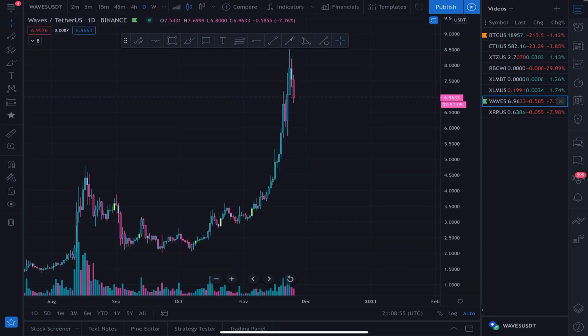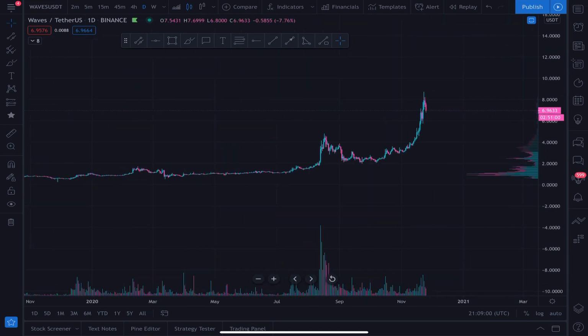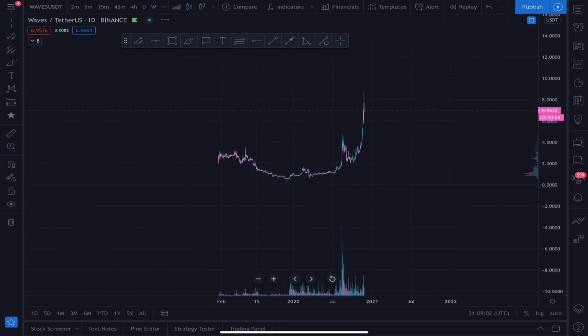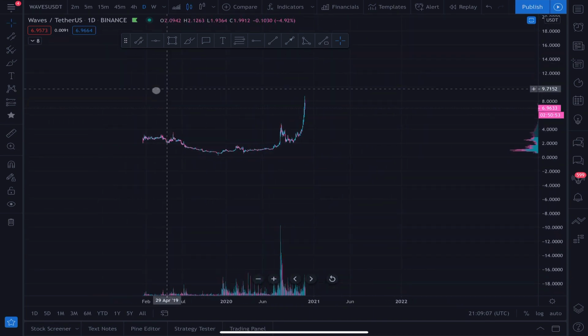Waves. Waves has been on a tear. Waves has been on a stupid tear. So taking a look at Waves, let's zoom out and get the structure here. Nice cup and handle is what I see right off the bat. You can see that right here.